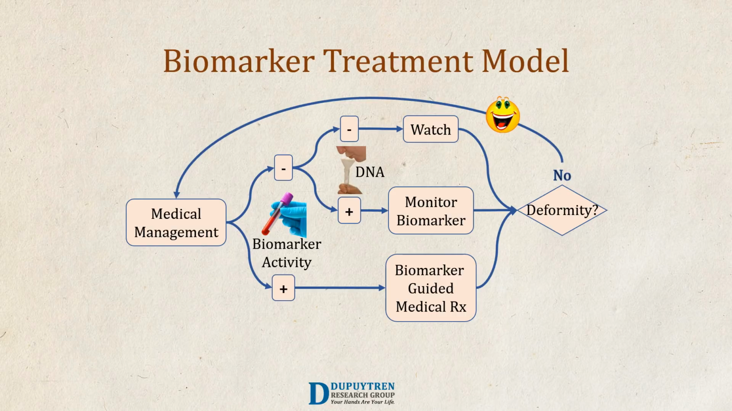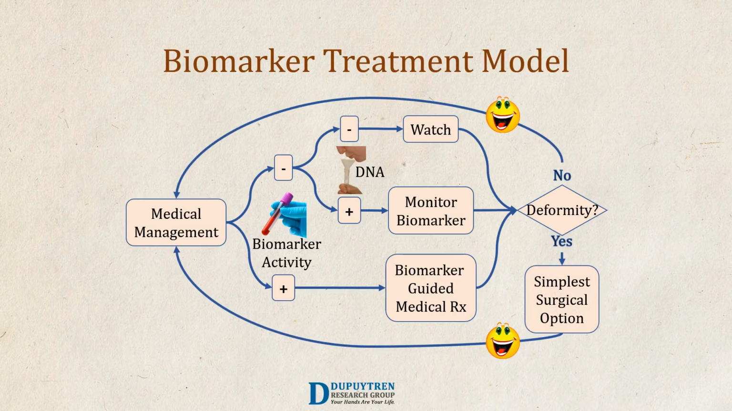If they do have a deformity, then the surgeon would be consulted, and the point of consulting the surgeon would be to provide the simplest, safest option to correct the deformity. It would not be to ask the surgeon to do a radical procedure to try to cure the biology with a surgical procedure. It would be to try to get the patient better quickly.